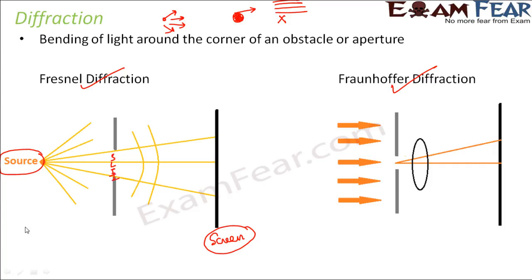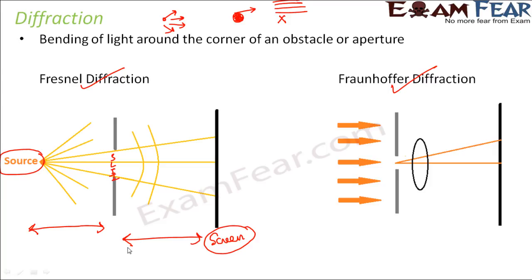Now here, the source is located at a finite distance from the slit. The screen is also located at a finite distance from the slit. That means the source and the screen are not very far away from each other. So this type of diffraction is called Fresnel diffraction.